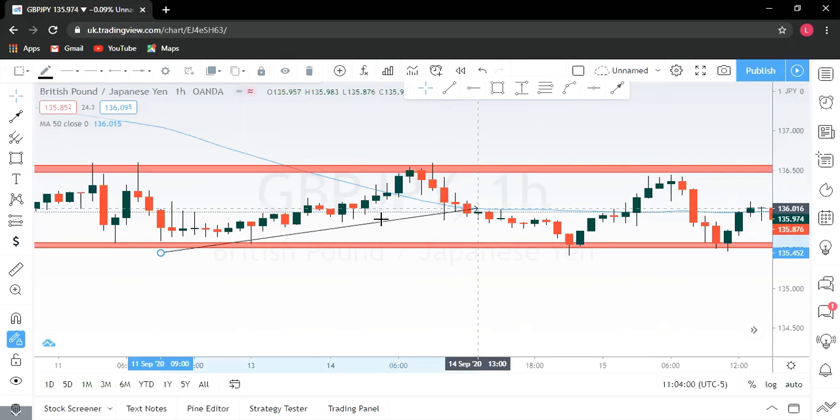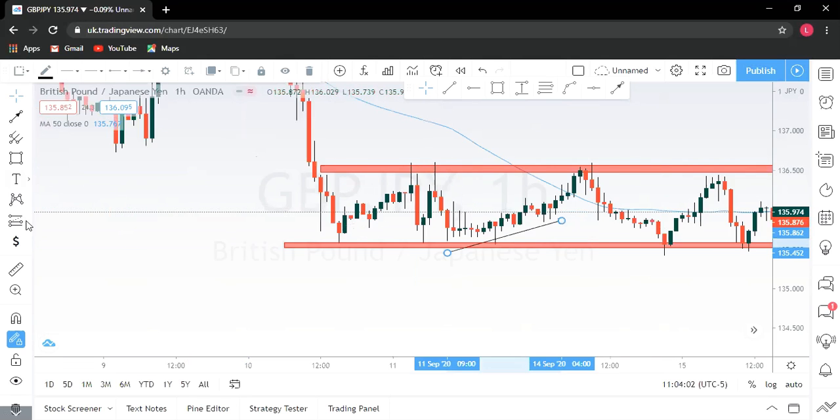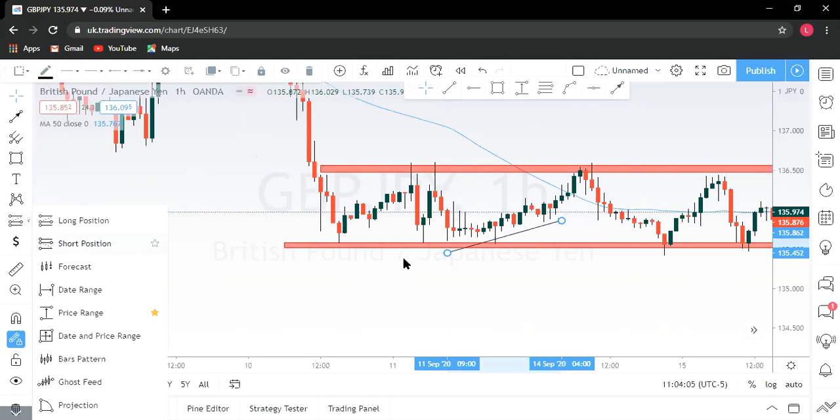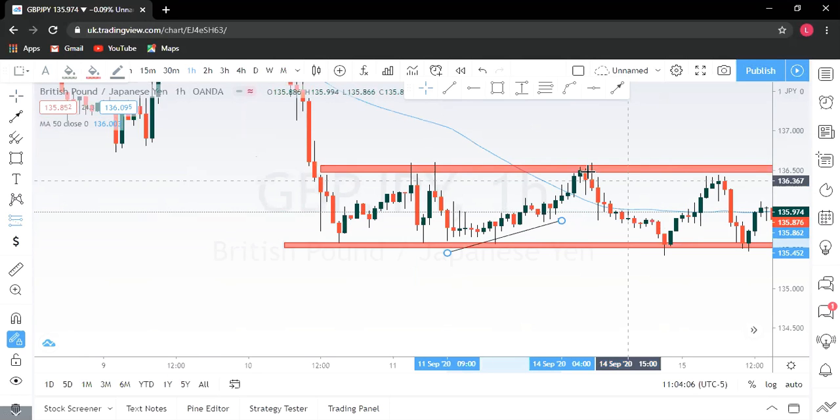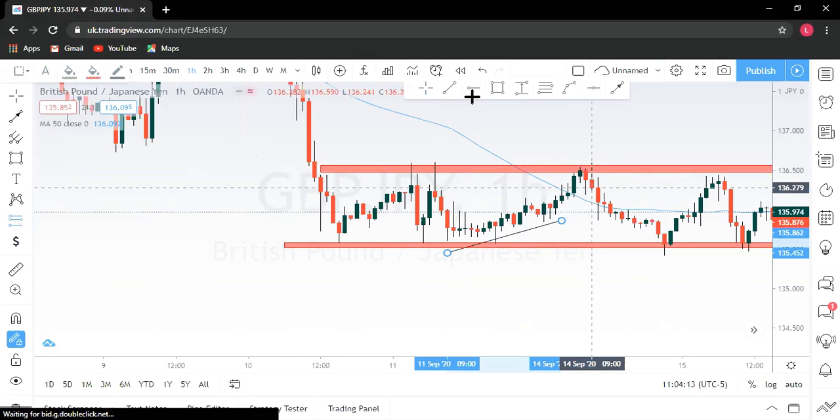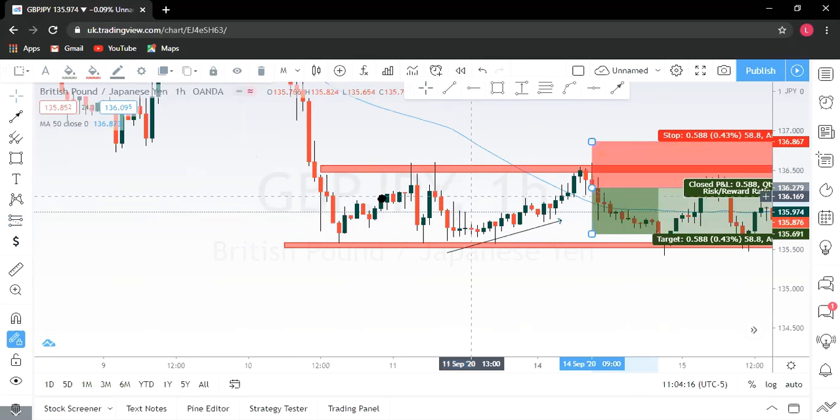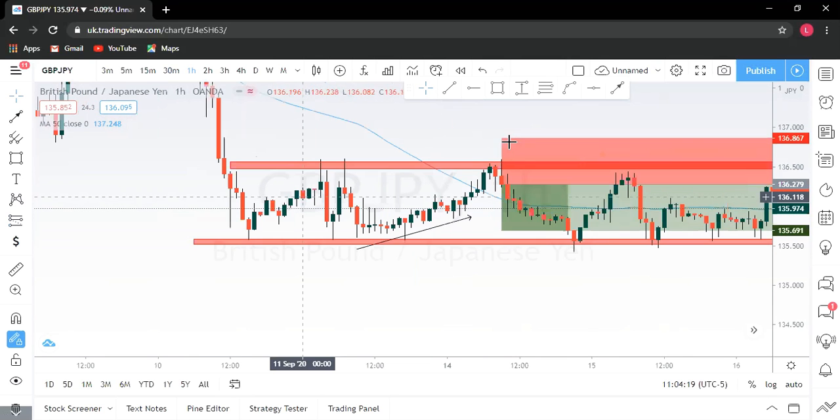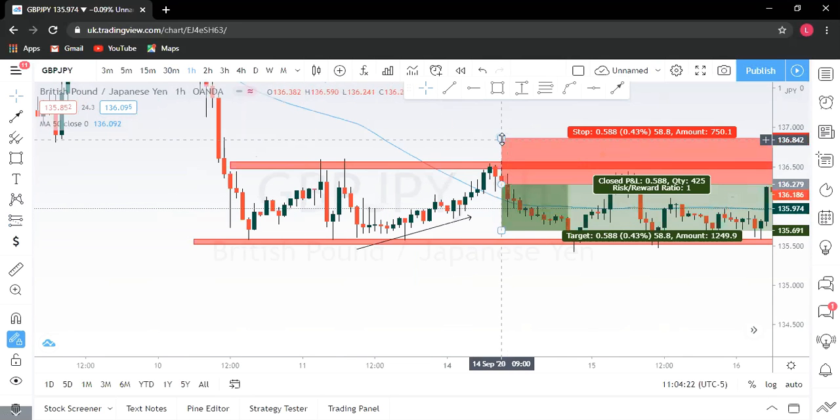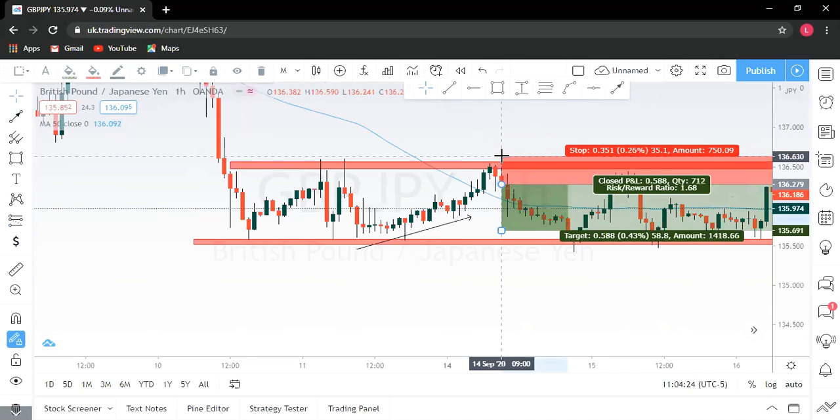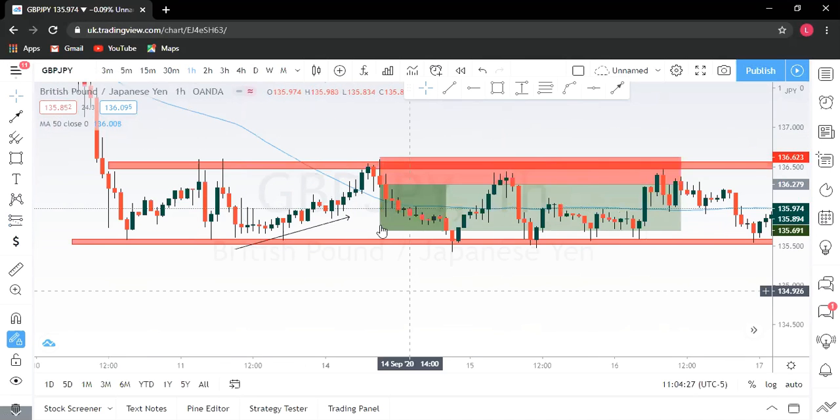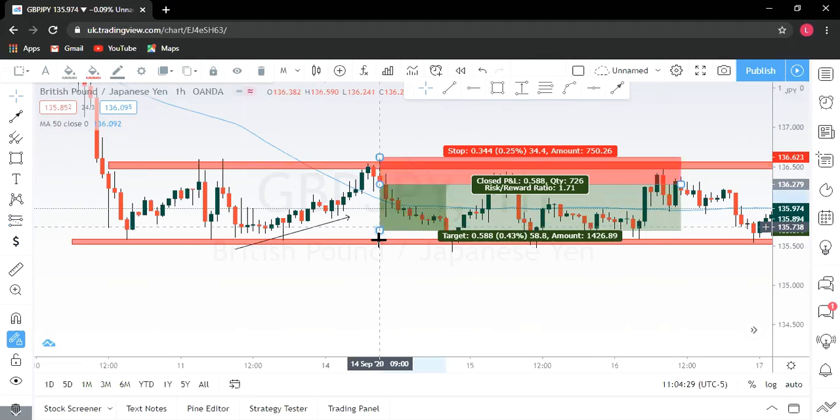If you want to sell at that resistance, all you have to do is come to your measuring tool and pick short position. Because of this pin bar, we wait for the close of this pin bar. Maybe you enter here because you waited for the close of the candlestick. Your stop loss will be a little pips above the wick of that candle. Then your take profit will be your what? Your resistance.